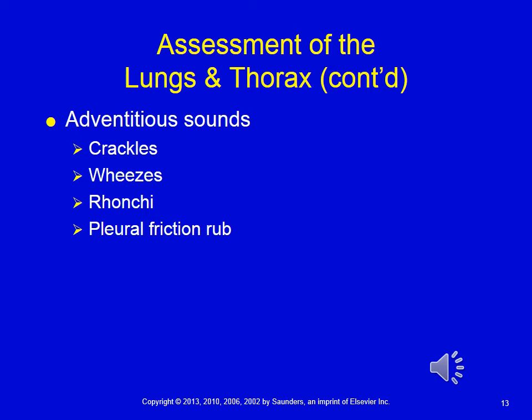A pleural friction rub is heard during both inspiration and expiration, generally at the end of inspiration and the beginning of expiration. A pleural friction rub is a loud, rough, grating, scratching sound caused by the inflamed surfaces of the pleura rubbing together. It is often associated with pain on deep inspiration.